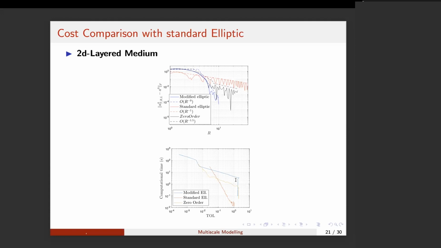And as we see asymptotically, the modified elliptic approach that we propose has a much better, slowly increasing rate for the computational cost in terms of the error that we are interested in. And the red one is the standard elliptic. Well, asymptotically, that's not very good. And the second one is the zero-order regularization of Gloria. And the blue one appears to be behaving much better asymptotically.